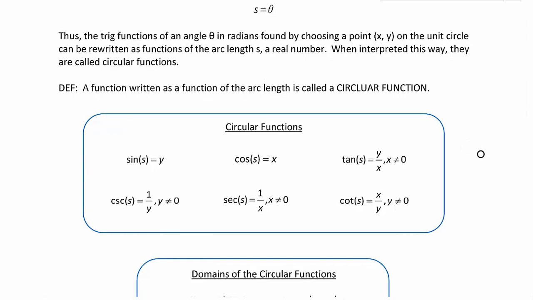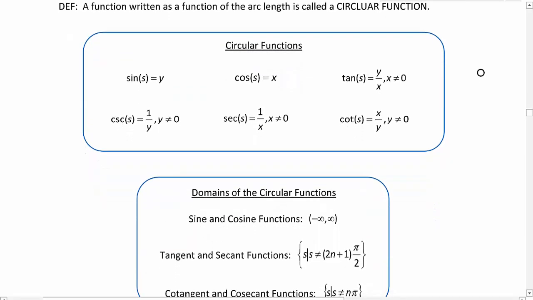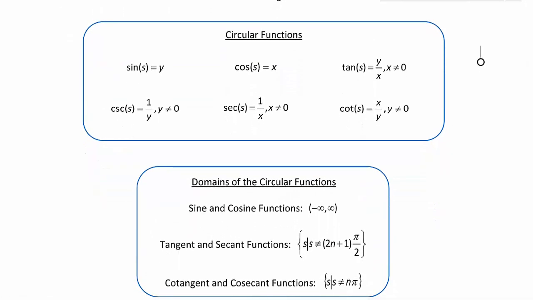So a function written as a function of the arc length is called a circular function. And here are the definitions of our 6 trig functions as circular functions. Sine of s is equal to y, cosine of s is equal to x, tangent of s is equal to y over x, where x is not 0, cosecant of s is equal to 1 over y, where y is not 0, secant of s is 1 over x, where x is not 0, and cotangent of s is equal to x over y, where y is not 0.